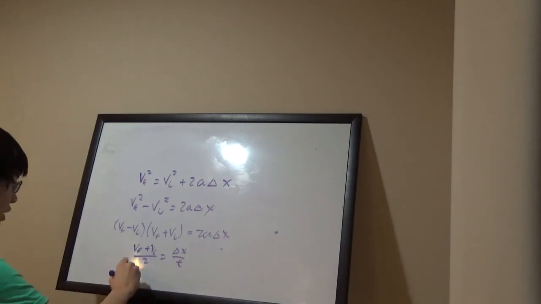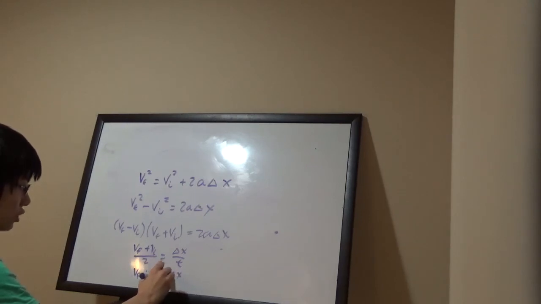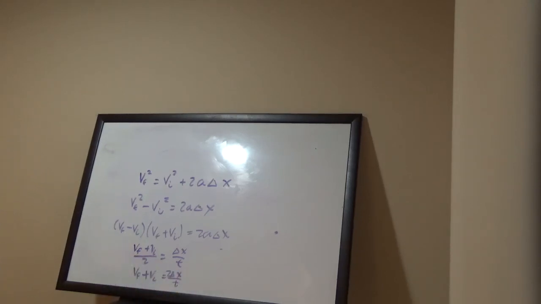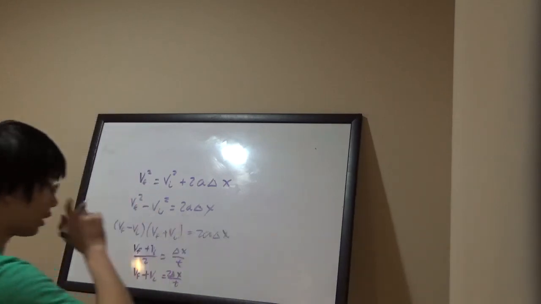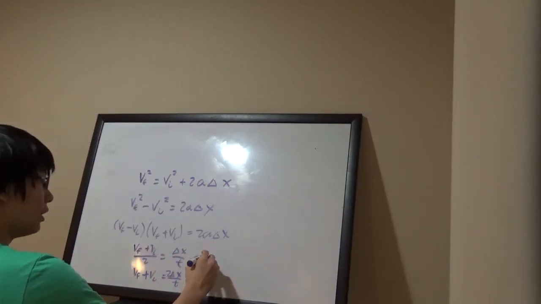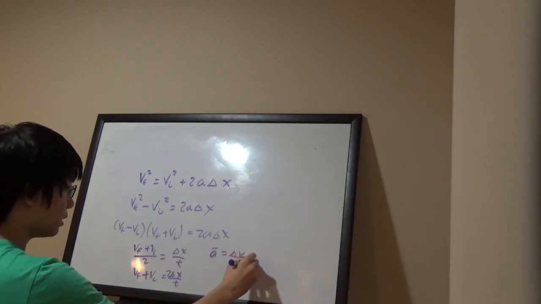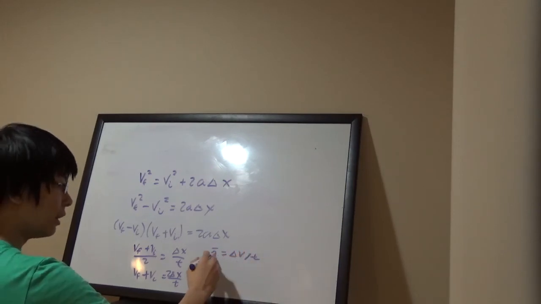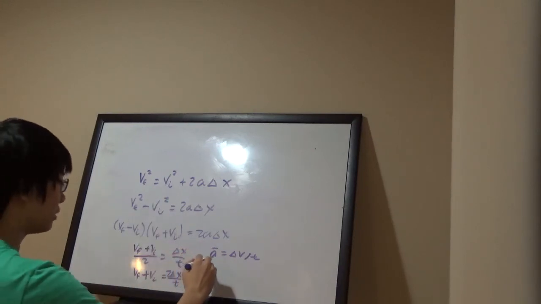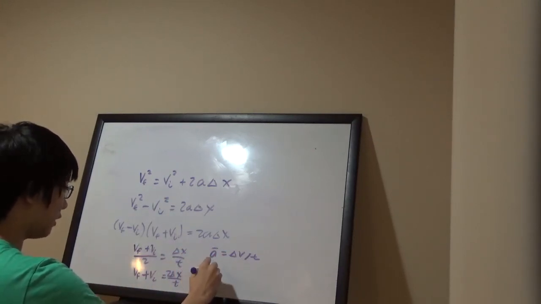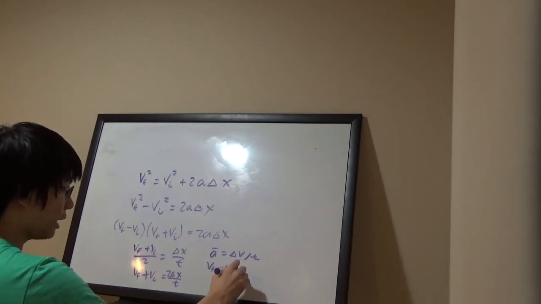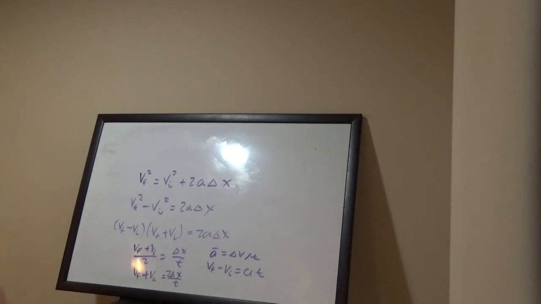Now we can rearrange and say vf plus vi is equal to 2 delta x over t. Next thing we want to do is recall our other kinematic equation, which says that a bar is equal to delta v over t. Delta v is equal to vf minus vi, and then we can multiply t on both sides and we get a t. A is constant, so we're just going to say it's a.